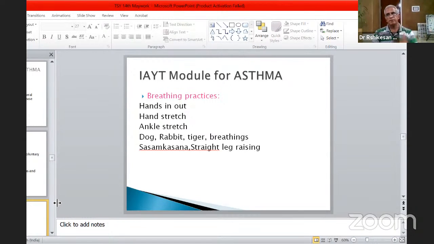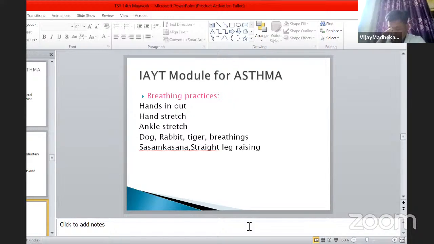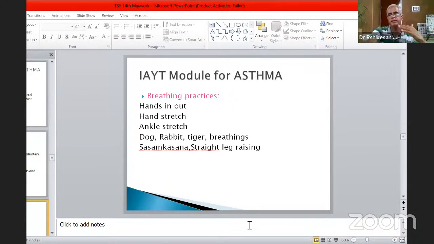Similarly, tiger breathing is also there. The focus is slightly different, but rabbit breathing, dog breathing, all this we can incorporate. But when the attack is there, you cannot give these practices. When the person is normal, at that time slowly we can give, and then these muscles will get strengthened. So we are focusing on the various groups of muscles. Shashankasana, straight leg raising, all these practices we can give.